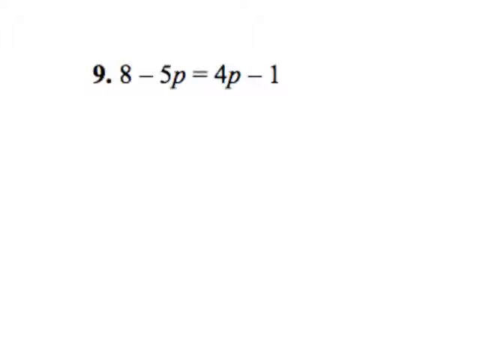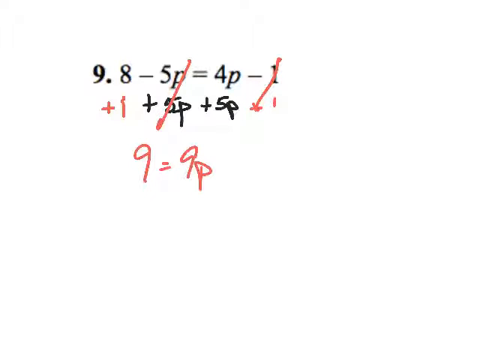So I'm going to look at this. I'm going to say, hey, wait a minute. If I move the letters to the right instead, I'll keep it positive. And if I add 1 to the other side, that'll keep it positive. So these are gone. 8 plus 1 is 9. 4 plus 5 is 9p. Oh, nifty. I can see the end. Do you see the end?